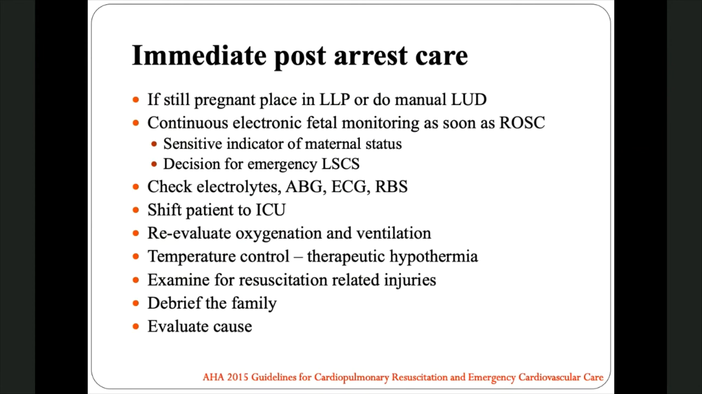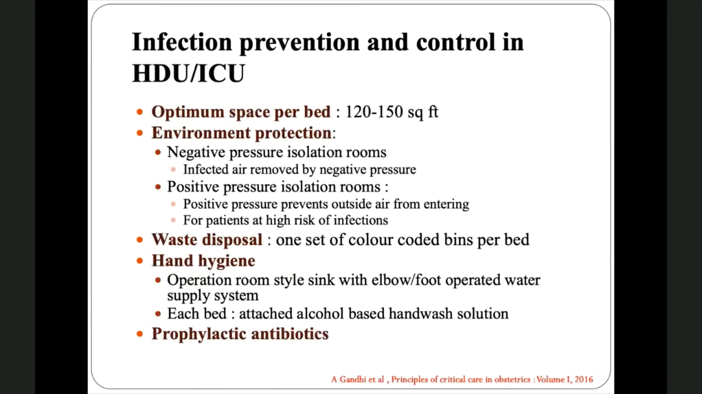Temperature control is very important. Therapeutic hypothermia does help whenever there is neurological injury suspected. Examination for resuscitation related injuries should be done. Debrief the family about whatever CPR or everything has been done and whatever prognosis is there for both mother and baby. And evaluate the cause of maternal collapse or illness.